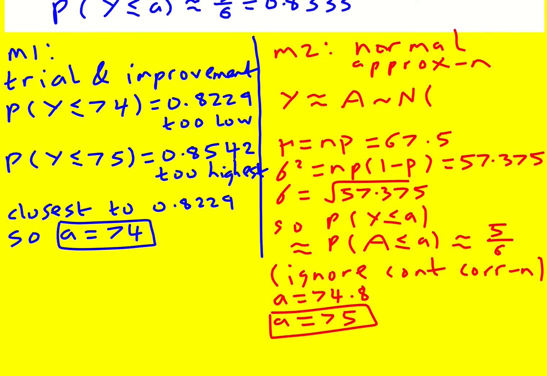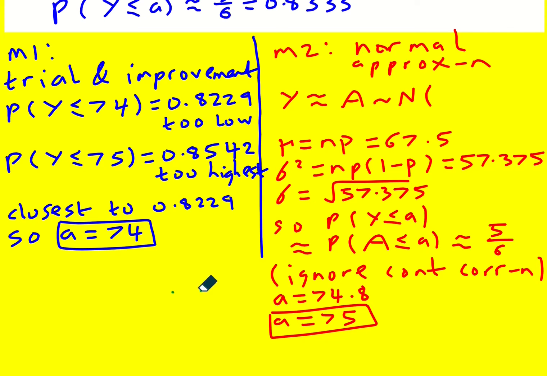Just for info, I'm not going to go into this in detail, but if I had done a continuity correction, then I would have added 0.5 to A here, so I then have to subtract 0.5 from 74.8 to give the answer, which would be 74.3, which would then round down to 74. So it's not that it's given a different answer, it's just that we didn't do a continuity correction.